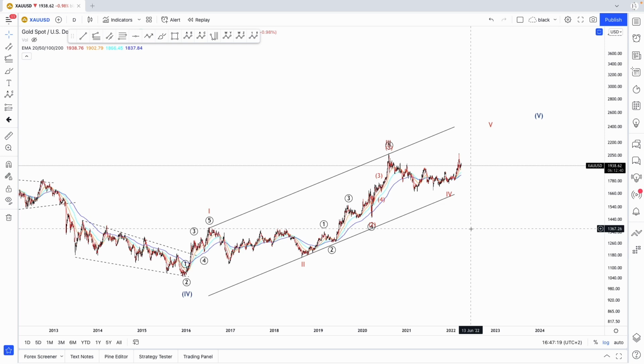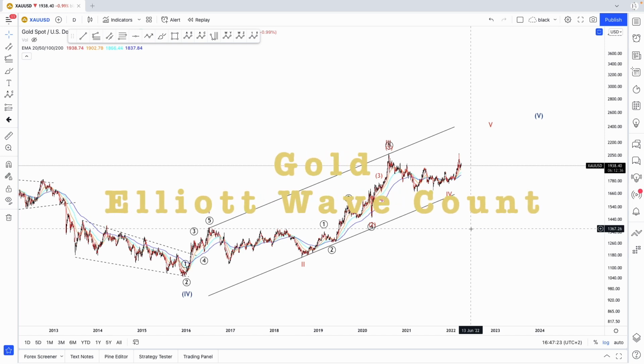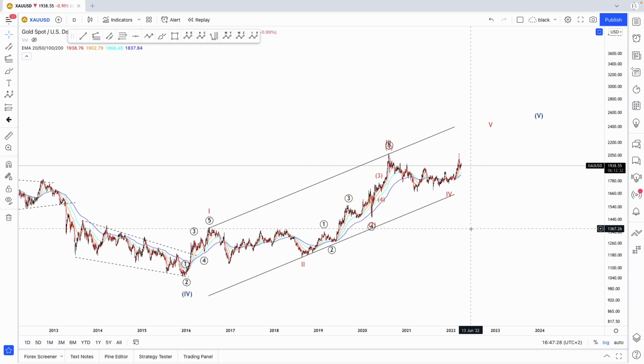Today, as you can probably tell from the title, we're going to take a look at gold. We're going to see what's happening and what could be happening, as always using the Elliott theory.